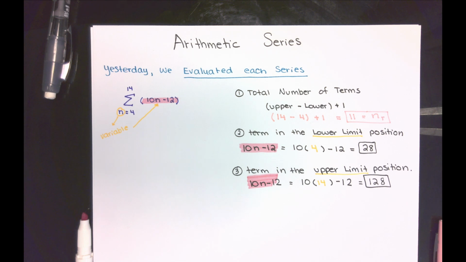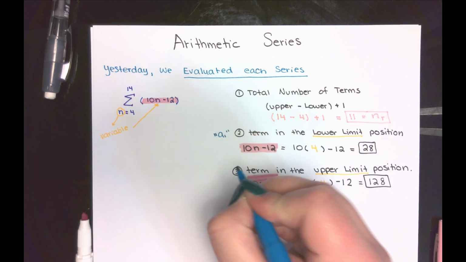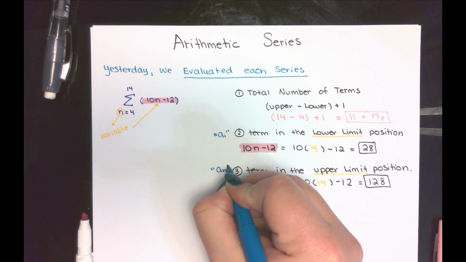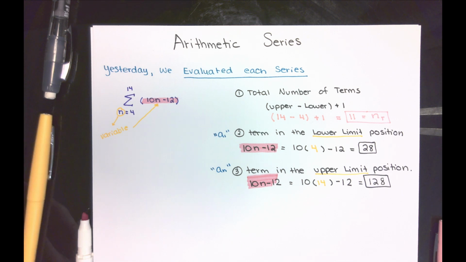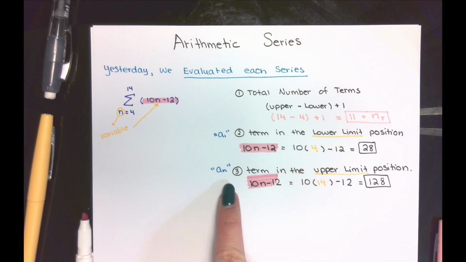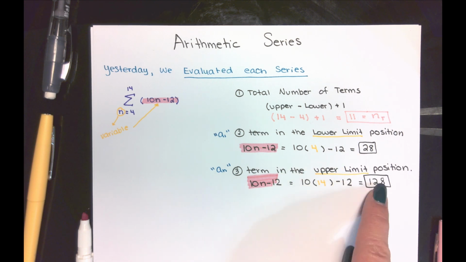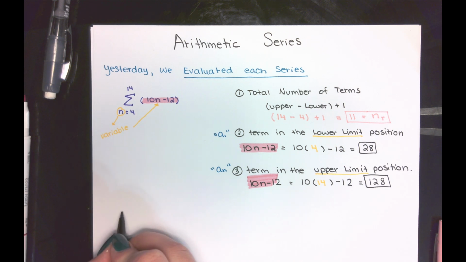Instead, what the formula provides is, I'm going to put this in quotations, an a sub 1 and an a sub n. So in the equation for the summation, we are going to be replacing a sub 1 with the term in the lower limit position, and we're going to be replacing a sub n with the term in the upper limit position. Now let's write out our formula.